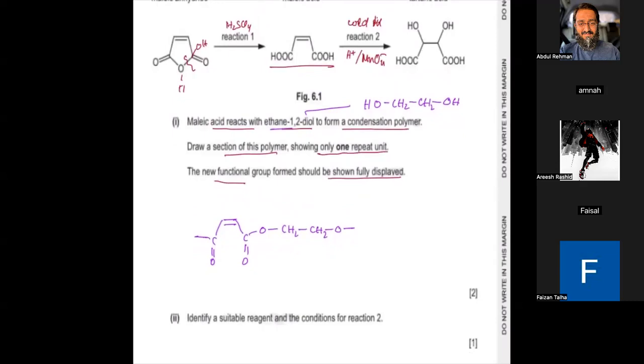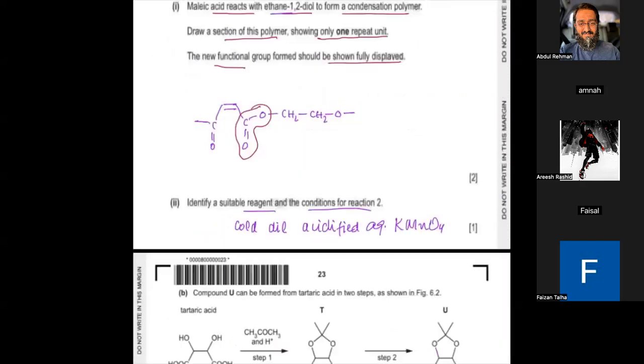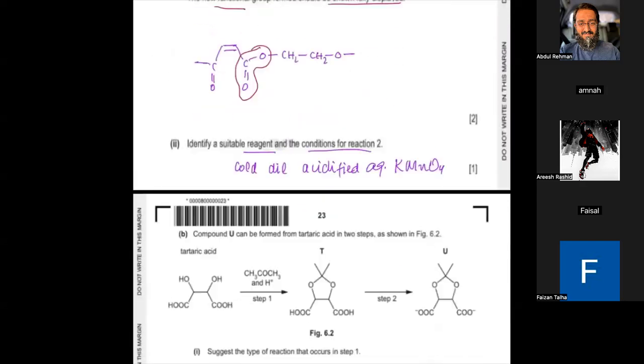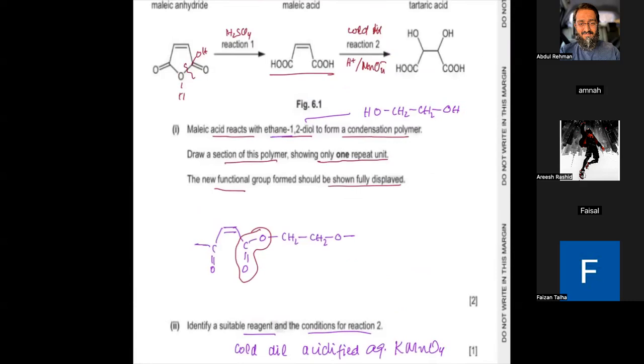So is this clear? Now identify a suitable reagent and conditions for reaction 2. So we have identified cold, dilute, acidified, aqueous potassium manganate(VII). And they ask you to show the displayed formula of the new functional group formed. So we have displayed it. Okay. If any one of you has any confusion, please ask.